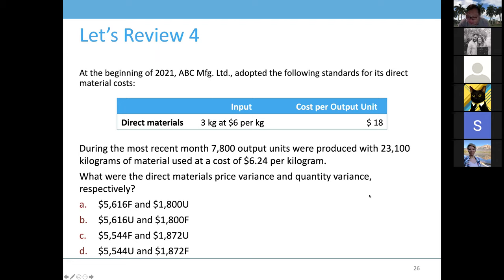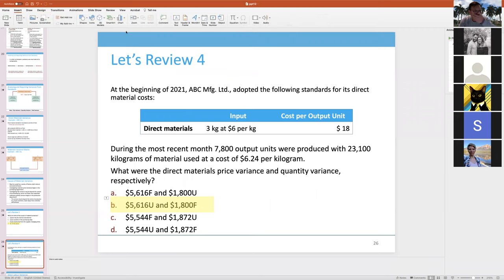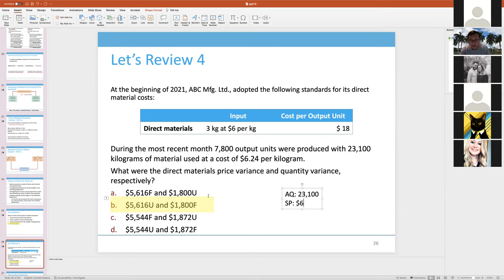Okay, so I will tell you the answer. This is how I will do it. The answer is B, the second. I want to figure out what the middle one is. The middle one is AQ, actual quantity. What is the actual quantity? $23,100. Thank you. What is the standard price? $6. Okay, so that is my middle one.